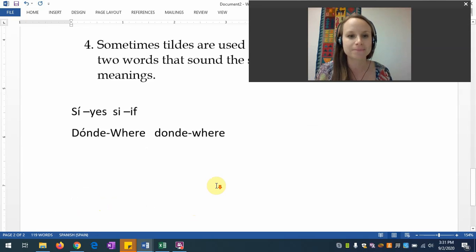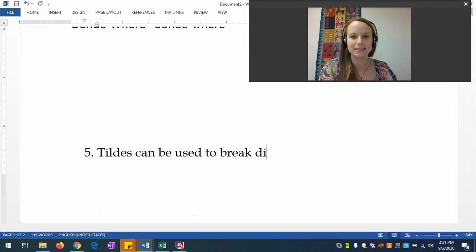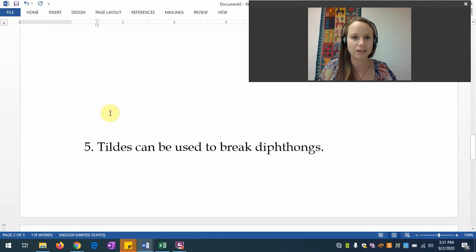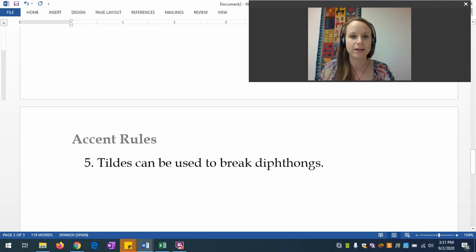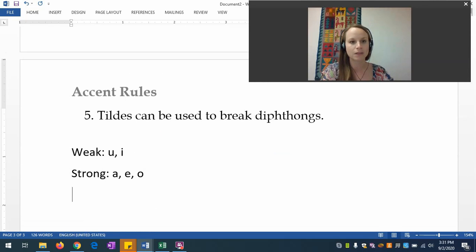One more rule to go. Tildes can be used to break diphthongs. Now a diphthong occurs when a weak vowel and a strong vowel are next to each other. The weak vowels in Spanish are U and I. U and I are weak. Strong vowels are A, E, and O. So if I have them in combination, they form a single syllable together.